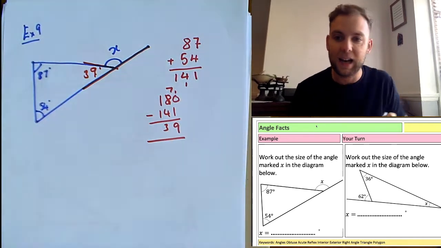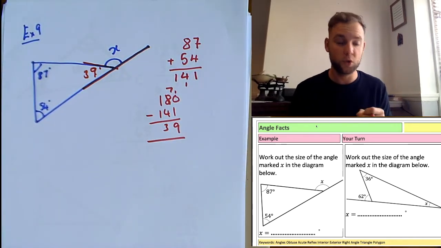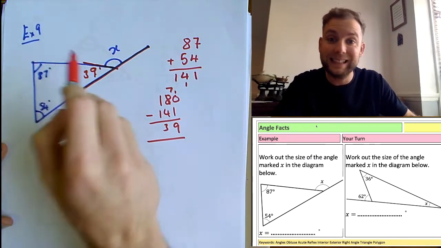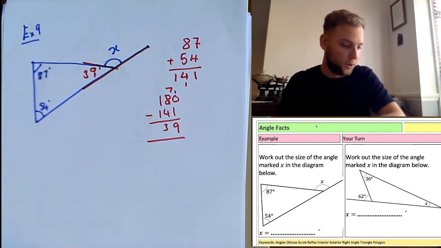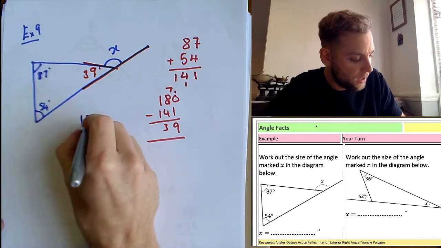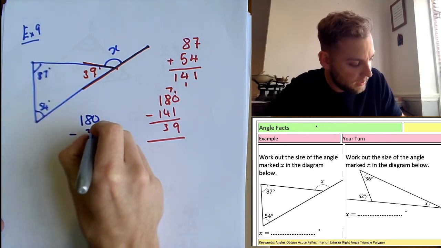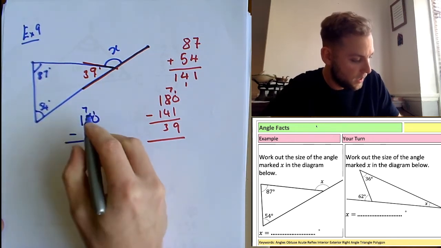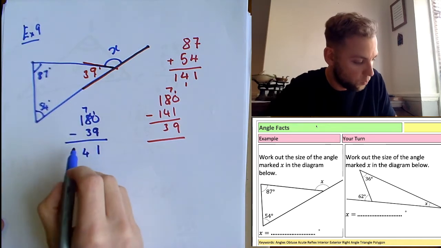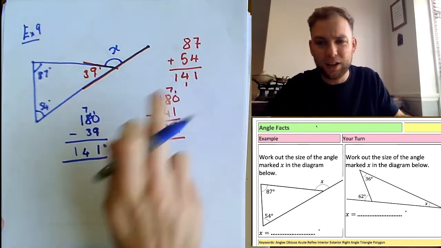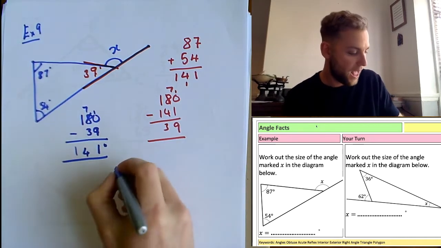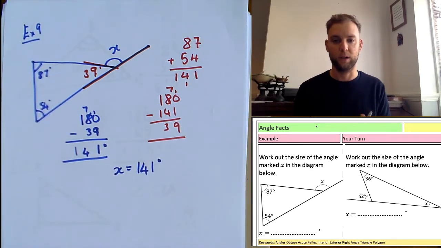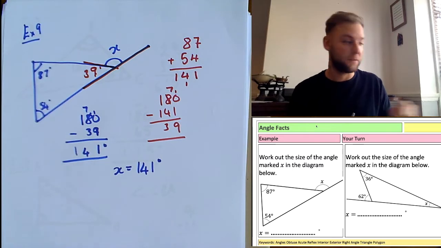Now this is a straight line here. So I know that angles on a straight line sum to 180. So what I can say here is that 180 take away 39 is this exterior angle. So I'm going to do this one in blue. So 180 take away 39, like so. Can't do that, that becomes 7 and 10. 10 take away 9 is 1. 7 take away 3 is 4. 1 take away nothing is 1. And I'm left with 141, like up here, but let's just make sure we do it properly. So x is equal to 141 degrees. Brilliant.